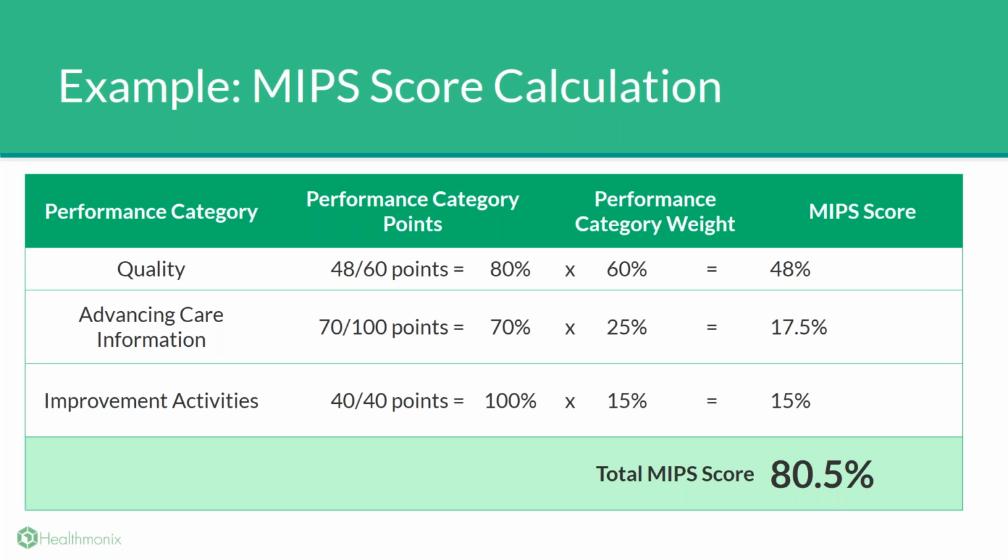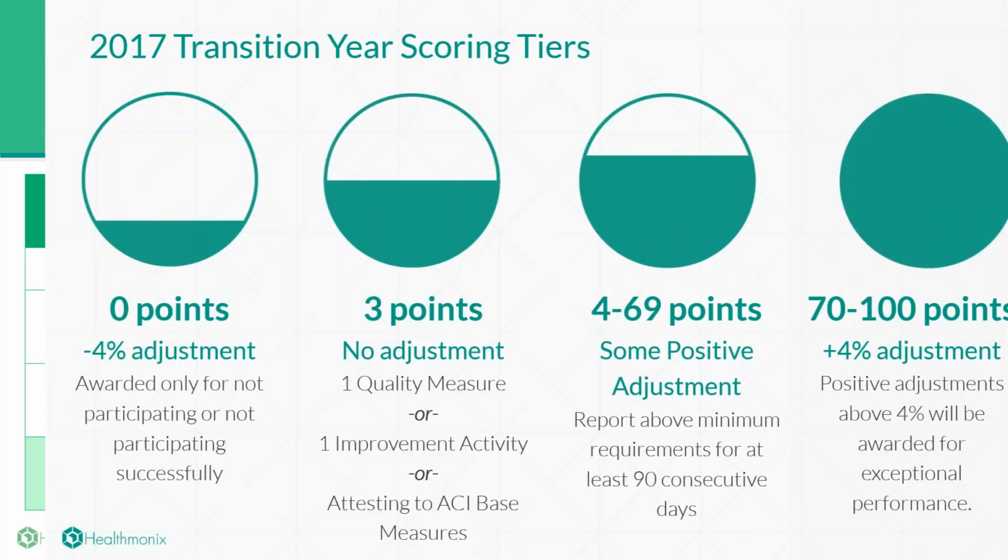And then finally, for improvement activities, this CMS expects everyone to get 100% on. So let's assume that we report on 4 medium weight activities or 2 high weight activities. We get the 100% score. The performance category is worth 15%, so we get our 15%. And that leads us to the total score of 80.5% in this example. So we've got a score for this example. Now let's connect the dots and show you what that could mean for your practice.